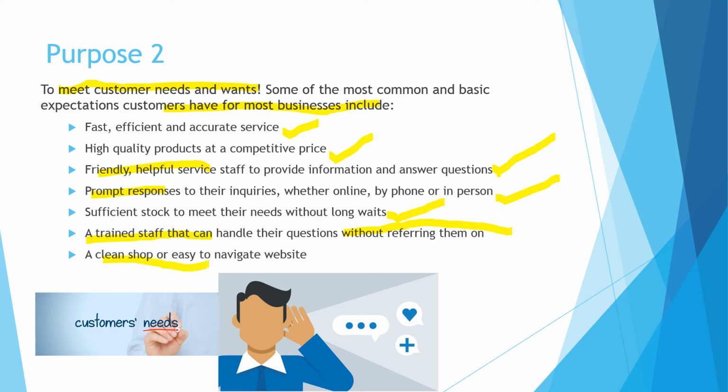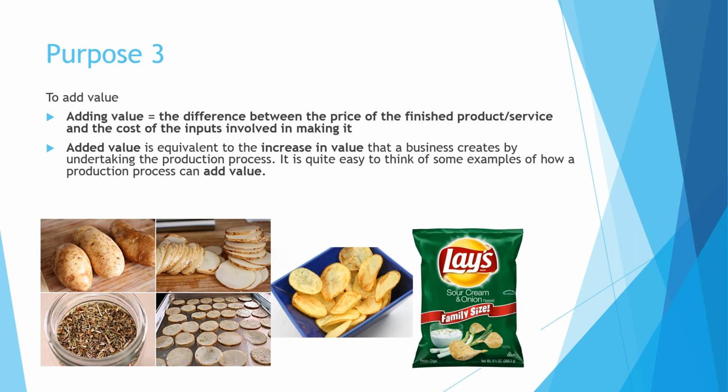A clean shop or easy to navigate website. We as customers don't want to go into a mucky shop. We want to go somewhere that's nice, clean and welcoming. And also some websites are crazy to navigate. So we as customers want a website that's easy to navigate. So that is purpose number 2, the needs and wants of customers. Now we go to purpose number 3, to add value.